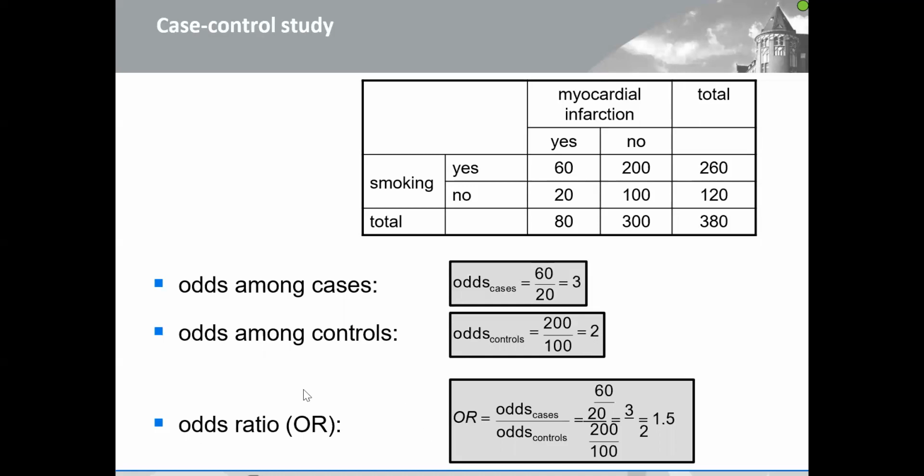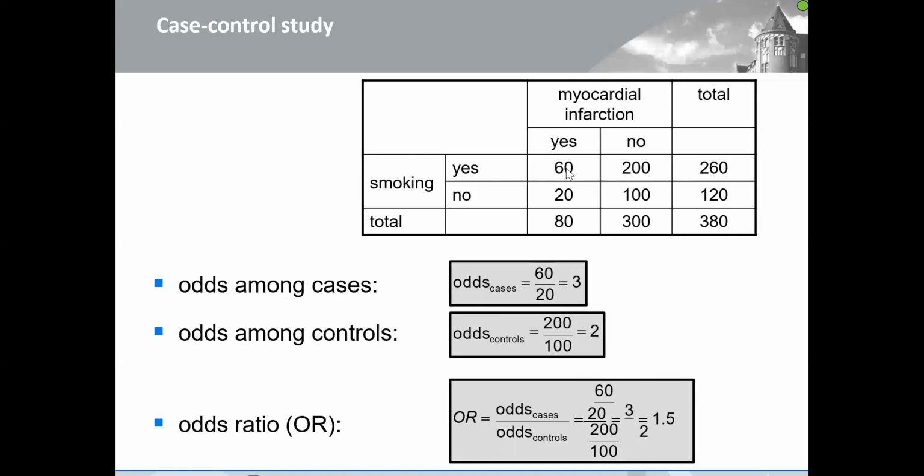Then our odds ratio, this is really the summarized format. The odds among cases will be 60 over 20, the odds among controls will be 200 over 100, and you get 3 here and 2 here. Then our odds ratio will be 3 divided by 2, and you get 1.5.